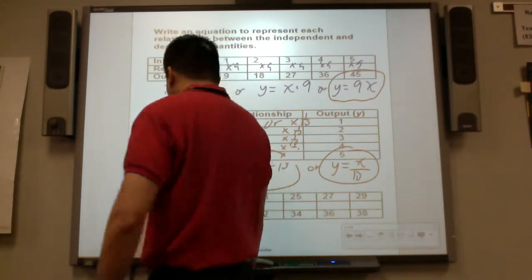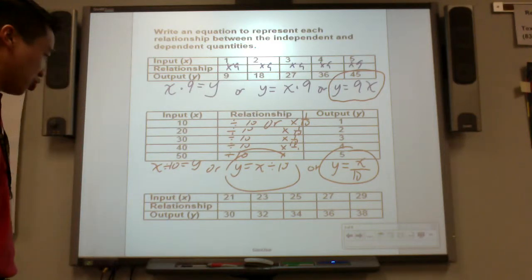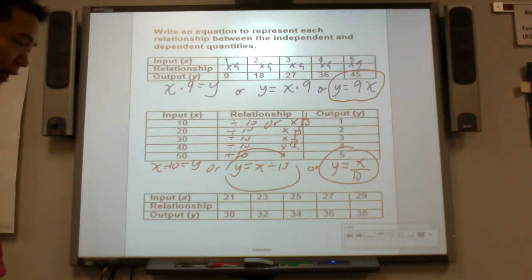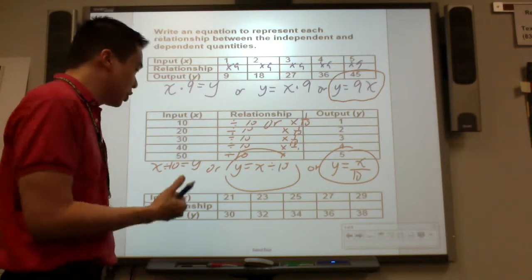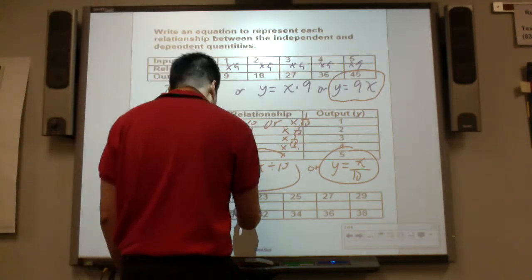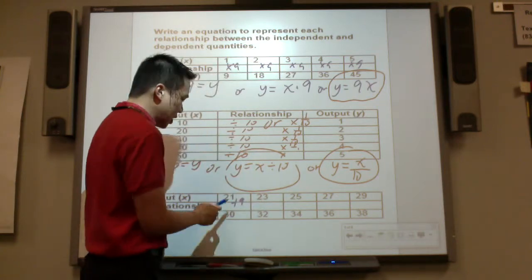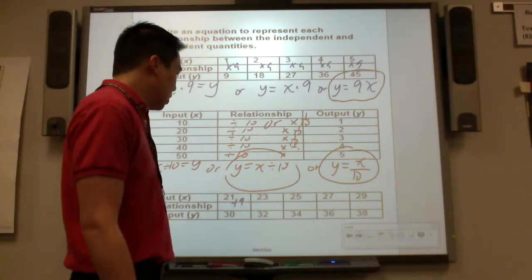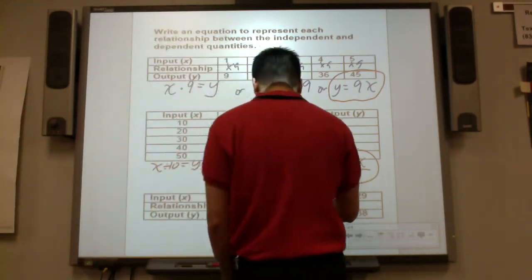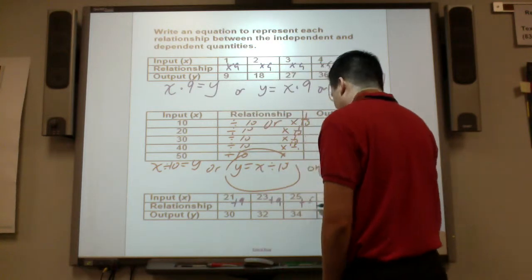So next one. What's the relationship here? Is you're building it up. Is it building up by addition or building up by multiplication? I think we're adding 9 here because I know it's not multiplication because I know 21 doesn't go into 30. This one, I think we're adding 9 here. We are adding 9 here.